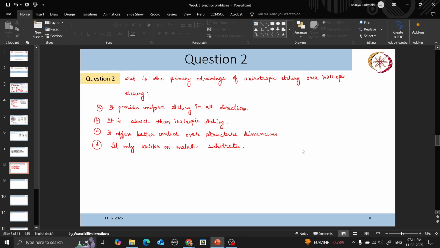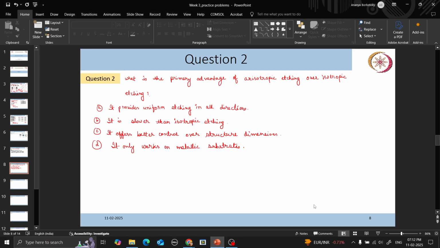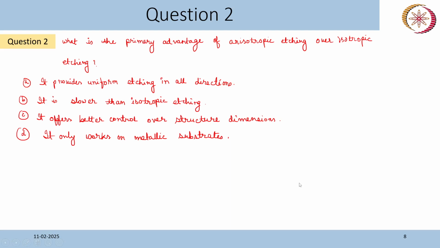Okay. Now, when you are using dry etching, like only physical energy to remove some material, that will not be very selective, right? Whatever the substrate, if the energy is high, it will be able to remove it. But in case of isotropic etching or wet etching, the chemicals will react particularly with the material that you want to etch, and only that portion will get removed. Option C. Yeah, the correct answer is option C. It offers better control over structure dimensions.